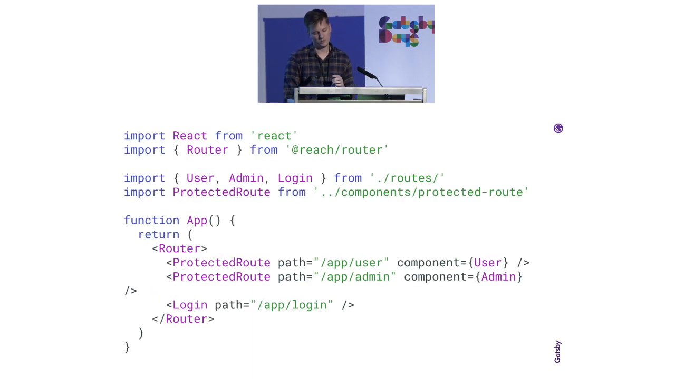And so the routing implementation could look something like this. Here I have a couple of routes, a couple of views: user, admin, and then login. I'm using the top-level router exposed by reach router, our routing implementation. And then I'm also using a protected route.